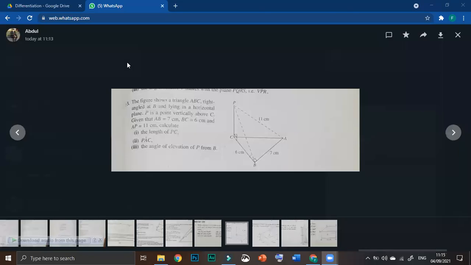Assalamu alaikum. Today we will learn about the application of trigonometry in 3 dimensions. We will discuss the practical problems. Application of trigonometry in 3 dimensions.